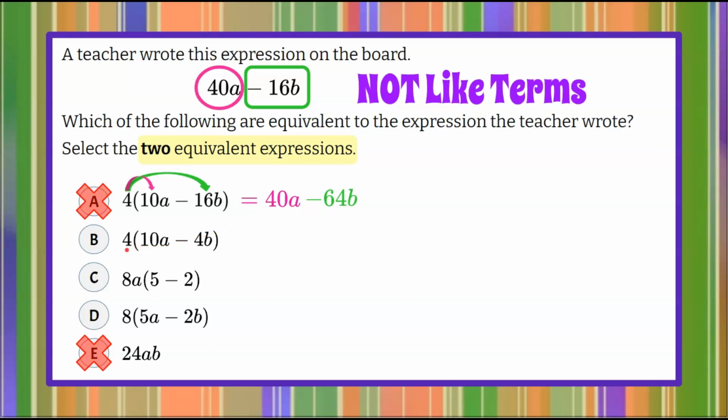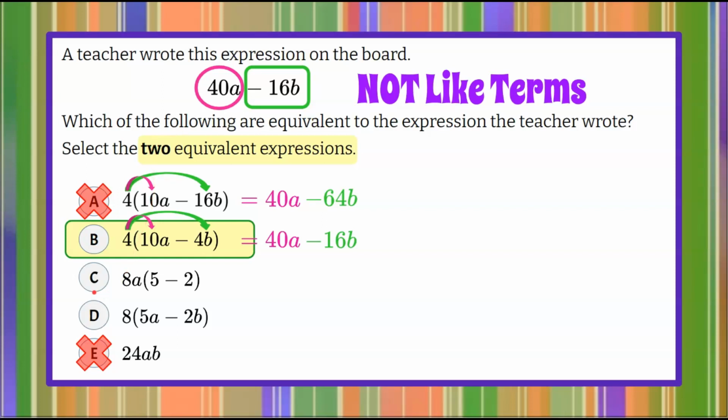All right, let's distribute in B. We're going to do 4 times 10A, which again is 40A. Then 4 times negative 4B. 4 times negative 4 is negative 16 times the B. 40A subtract 16B is equivalent. So we know that answer choice B is one of our 2 equivalent expressions.